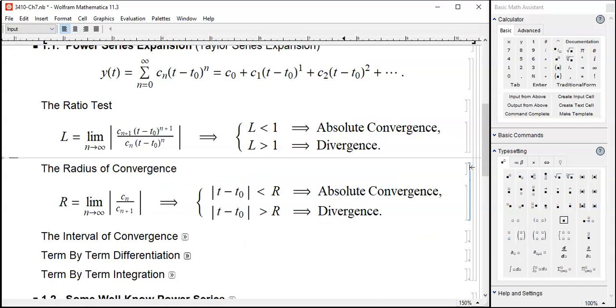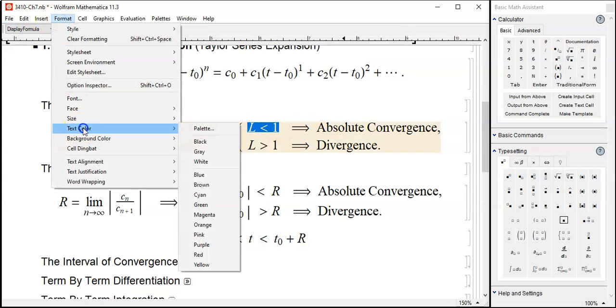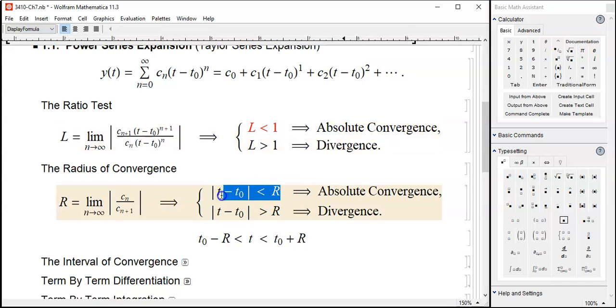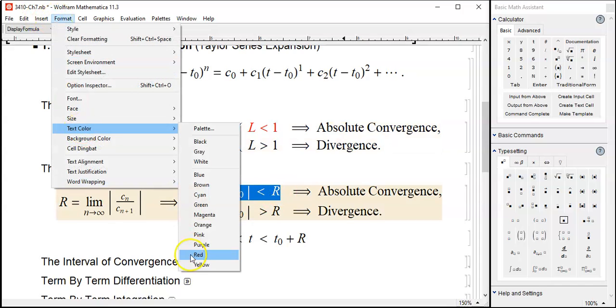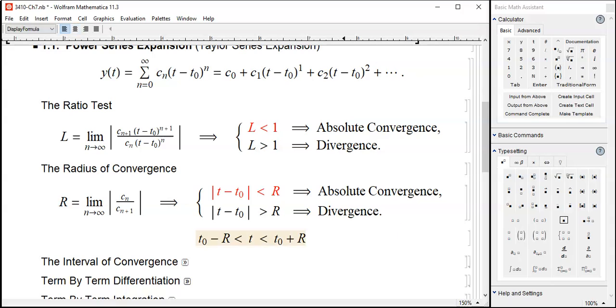Why is this called the radius of convergence? Well, you can see it like this. What do you mean by this? Which is equivalent to that? Well, you can rewrite it like this. T0 minus R is less than T, but T is still less than T0 plus R. Now, this one over here, which I'm highlighting in red, and this part over here is equivalent to this thing over here, which I'm highlighting in red.